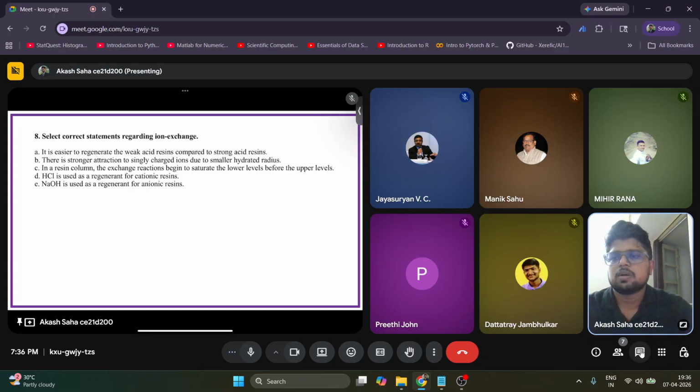Next problem. Select correct statements regarding ion exchange. It is easier to regenerate weak acid resins compared to strong acid resins. There is a stronger attraction to singly charged ions due to smaller hydrated radius. In a resin column, the exchange reactions begin to saturate the lower levels before the upper levels. HCl is used as a regenerant for cationic resins. NaOH is used as a regenerant for anionic resins. So which of the options are correct?